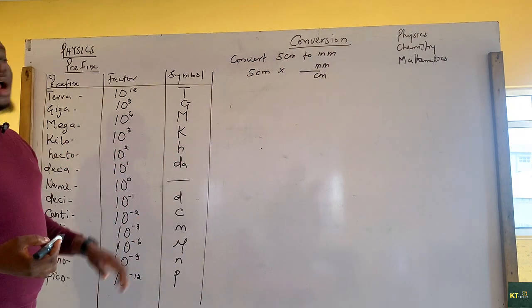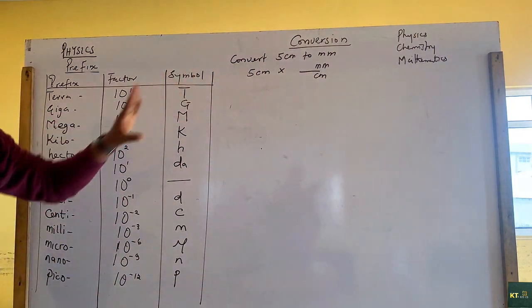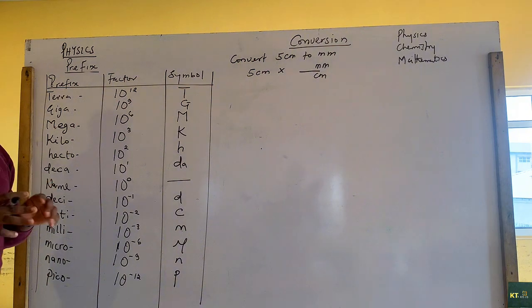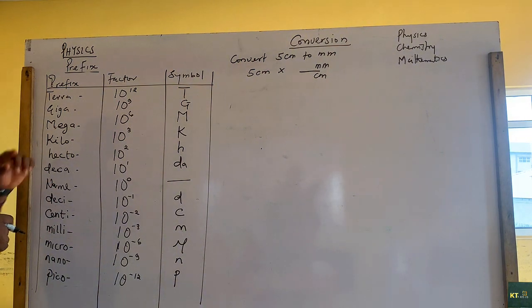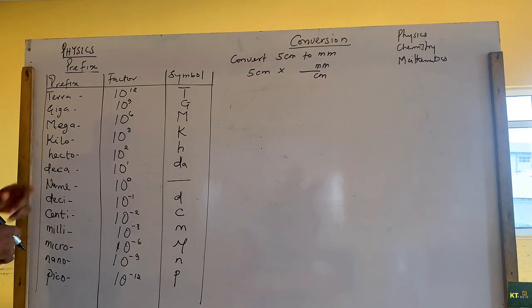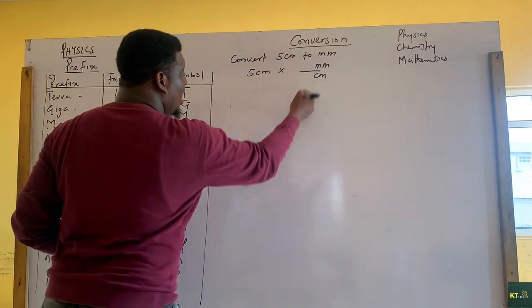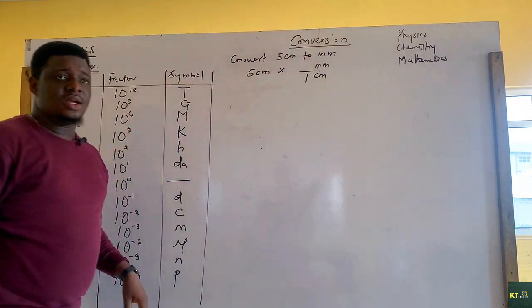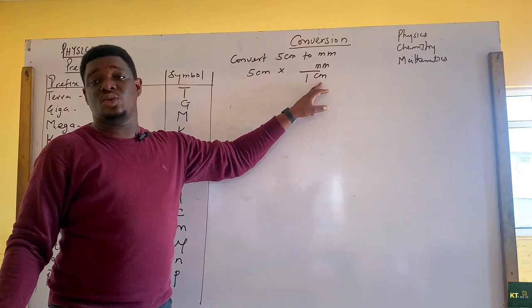So how do I use this table to solve this kind of problem without cramming? I have to look for the prefix that is higher. Between milli and centi, which one comes before? I said this is arranged in descending order, so centi comes before milli. Therefore, centi is bigger than milli. Then I put 1. The one that is bigger takes 1.